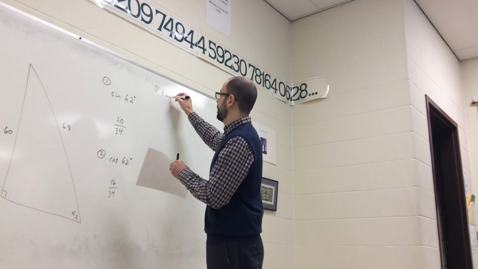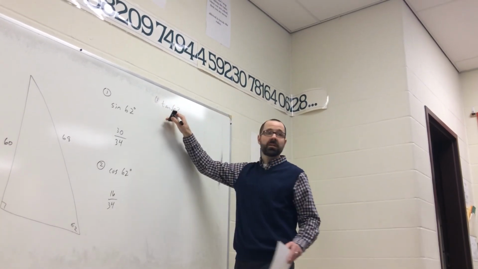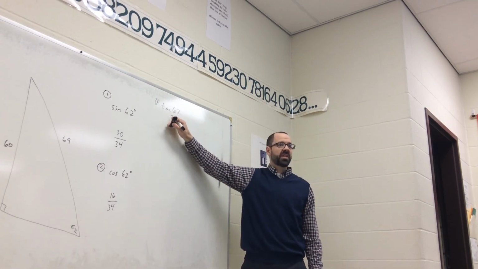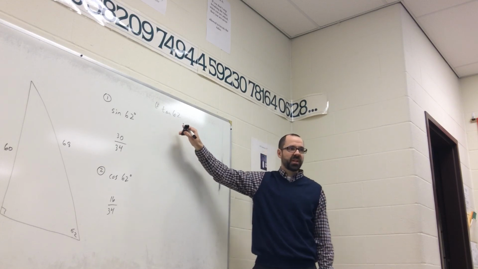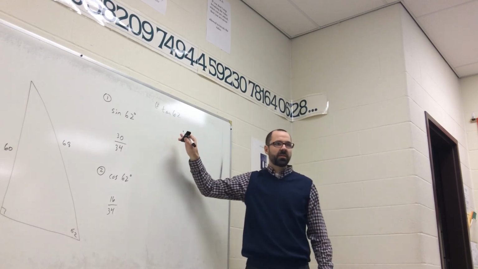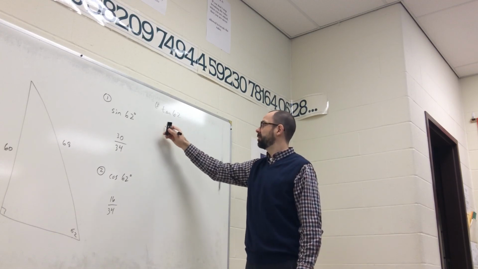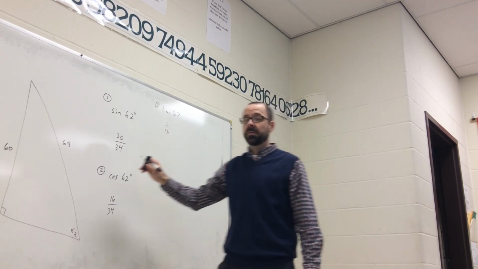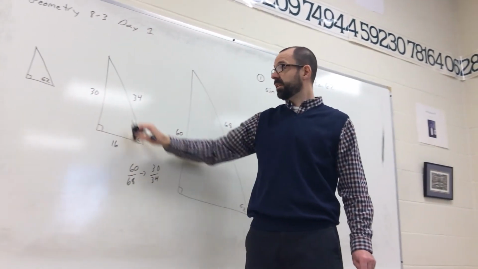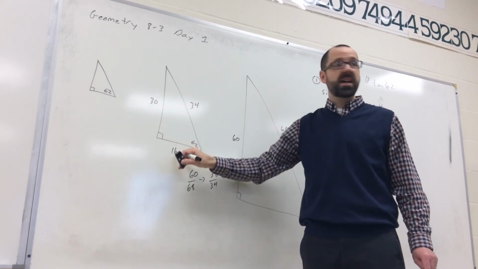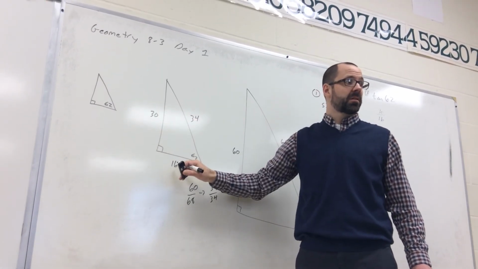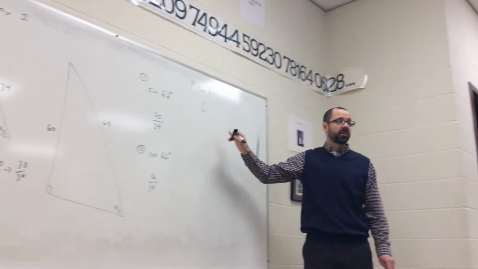So tangent of 62 is question number 3. What's the tangent of 62? 30 over 16. Awesome, Charlie. Everybody see where he got that? So here's 62. Opposite is 30. Adjacent is 16. And the tangent fraction says put that number over that number: opposite over adjacent. So that's why it's 30 over 16.